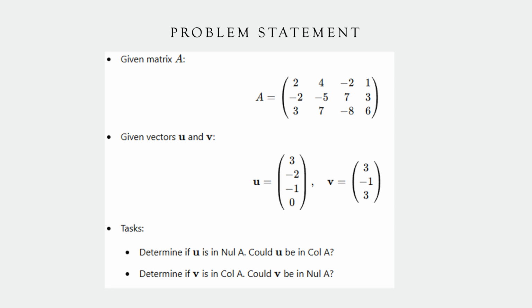So our problem statement: we're given matrix A, which equals the following matrix, and then given vectors u and v, those being what's listed on that slide. Our tasks are to determine if u is in null A, and could u be in column A. Also, we need to determine if v is in column A, and could it be in null A.